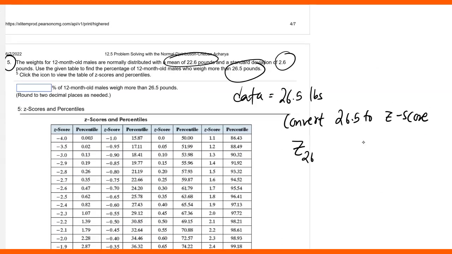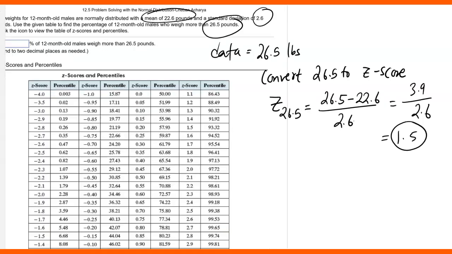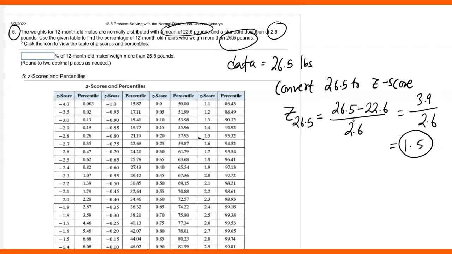The z-score of the data 26.5 equals 26.5 minus the mean, which is 26.6, divided by the standard deviation, which is 2.6. If you subtract, you get on the top 0.1 divided by 2.6. This gives you about 0, looking for the z-score in the table. The z-score 1.5 is here, and therefore you see that 93.32% are below 1.5. Remember that the percentile is the percentage below that value, 1.5.